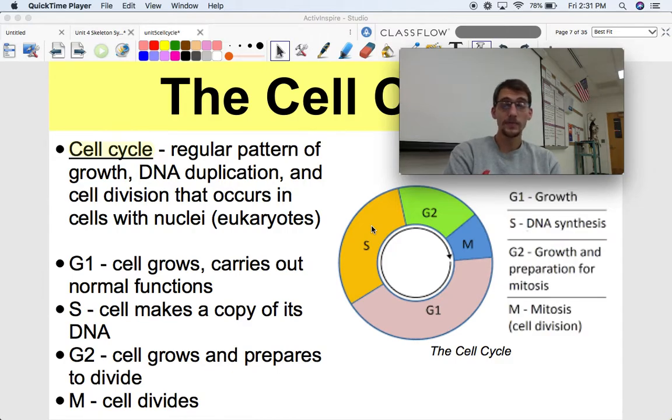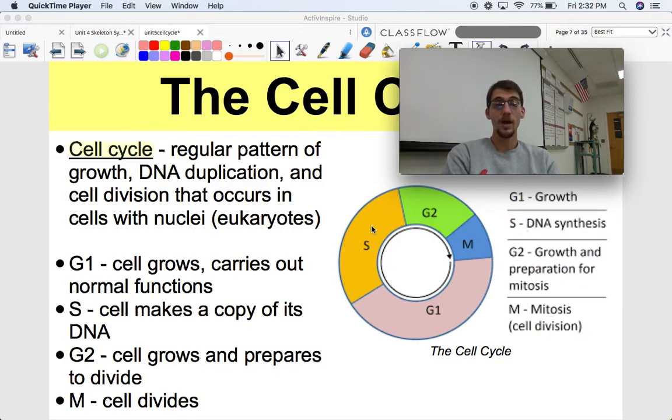Then following S phase, we enter G2, which is gap 2. This is where the cell grows a little bit more, and it prepares the cell for division. It gets ready to divide and split into 2. So imagine that. If you were to try to clone a human being, how much preparation would that take? That would take a really, really long time. So the cell has to make sure everything's right in order for it to split and make a copy of itself. And then M stands for mitosis.